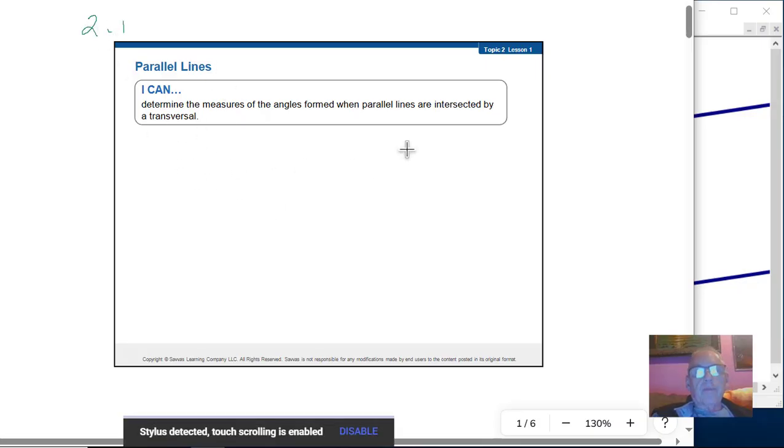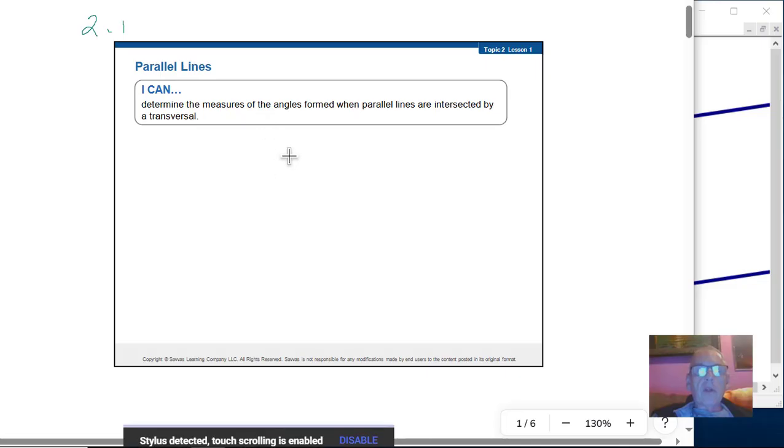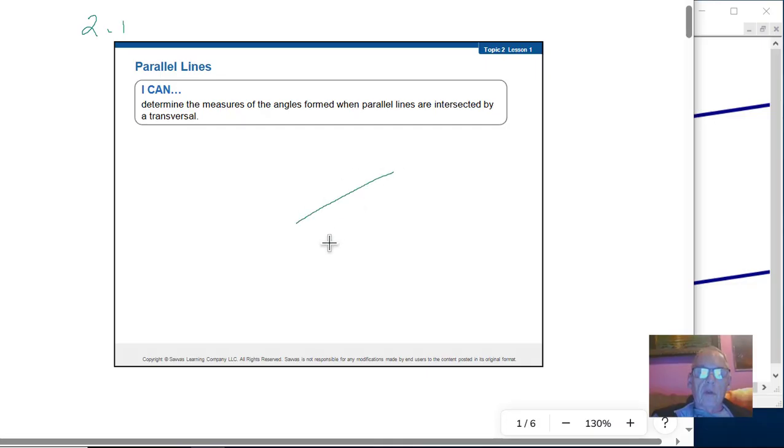Our main goal is we want to be able to determine the measures of angles formed when parallel lines are intersected by a transversal. Parallel lines are usually denoted with arrows on the line, matching arrowheads. Like maybe we want to do 2. I could have another set of parallel lines going this way. If I want them to be seen as parallel, I could put matching arrowheads on those.